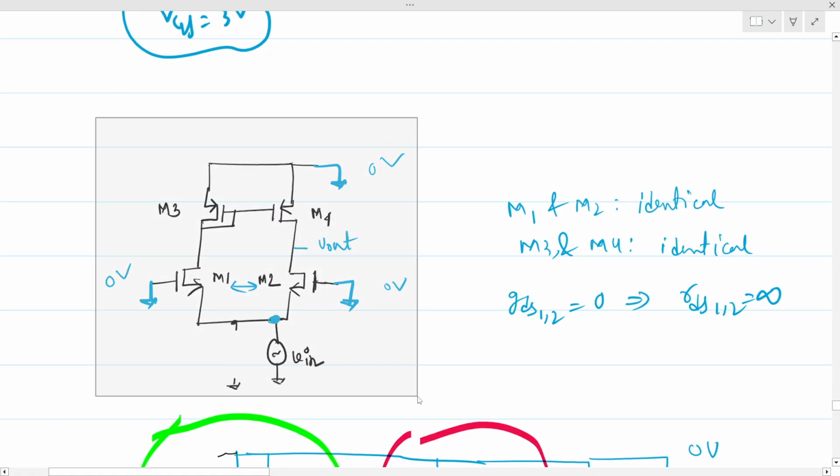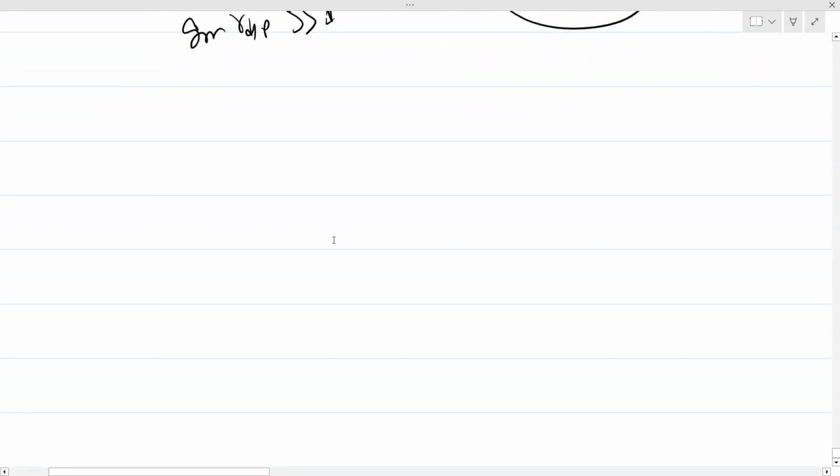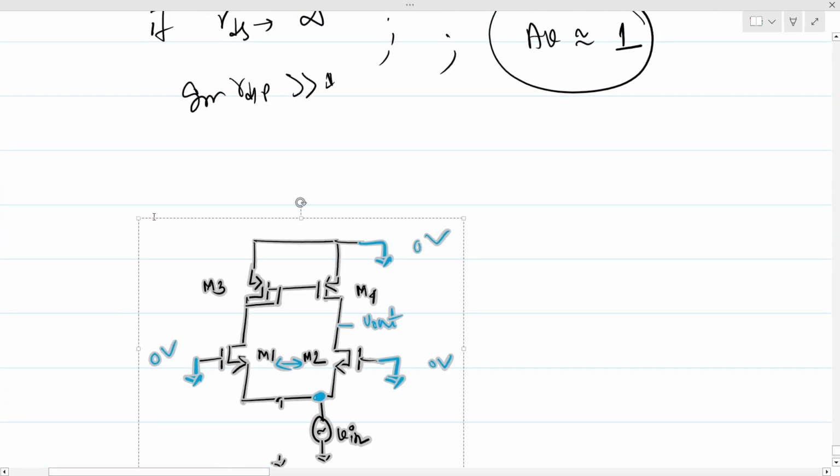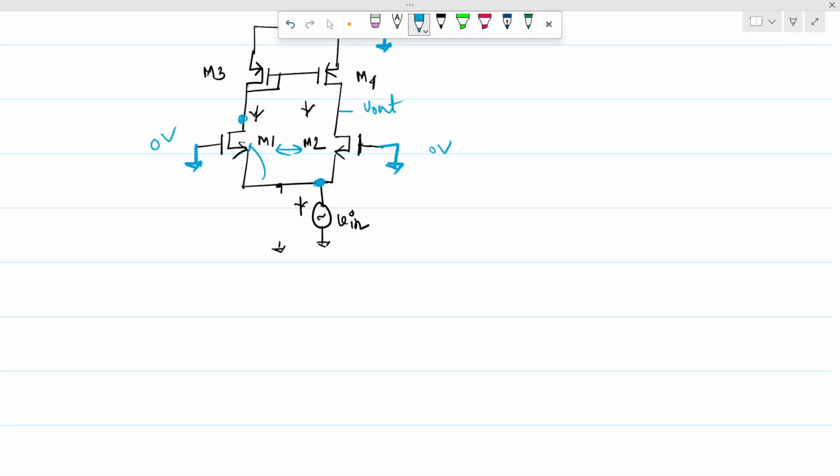So this was our circuit. Let me copy this. You can see the same current will be flowing through that branch and that branch as well, right? And the sum of these two currents is nothing but that current. Now what do you think is the voltage from here to here? It will be nothing but a common gate, right? So the gain will be nothing but GM times the R out looking from here.